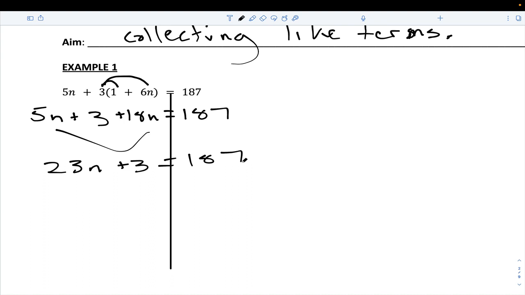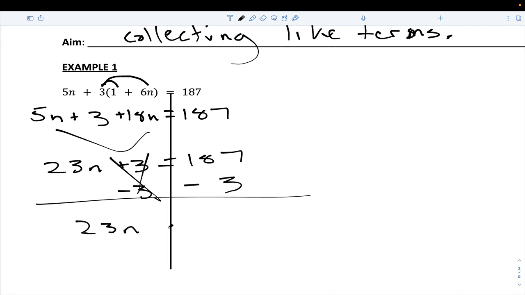23n plus 3. We're grouped together. The friends are here, but we got to start kicking out friends now. Who do I want to kick out first, Jameson? 23 or 3? 3 is farther away. We're going to do the inverse operation of plus 3, which is minus 3. 23n is by itself. 184 is on the right.